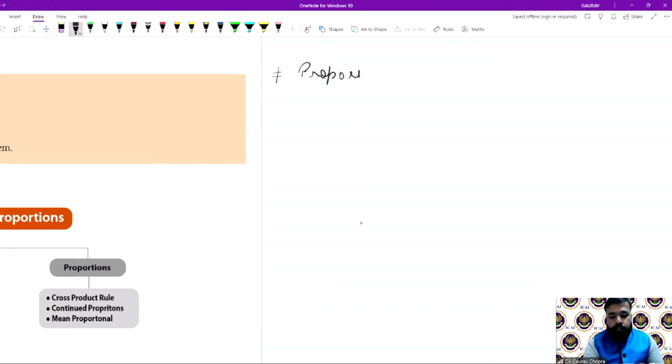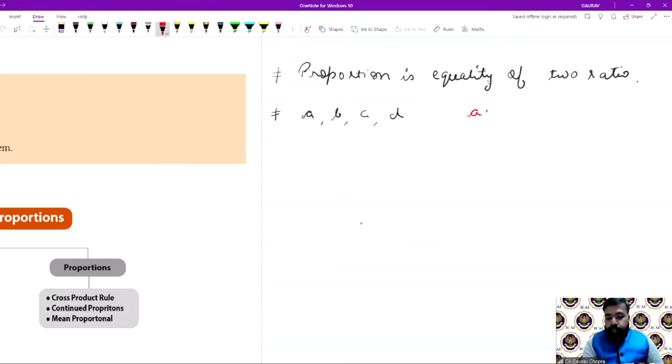Proportion is equality of two ratios. So when we have two ratios and both ratios are equal, then we say that they are in proportion. Like, let's say we have A, B, C, and D. These are the four terms, and A ratio B is equal to C ratio D. First ratio is A is to B, second ratio is C is to D, and there is an equal to sign in between them. That means these two ratios are equal. So whenever two ratios are equal, then we say they are in proportion.